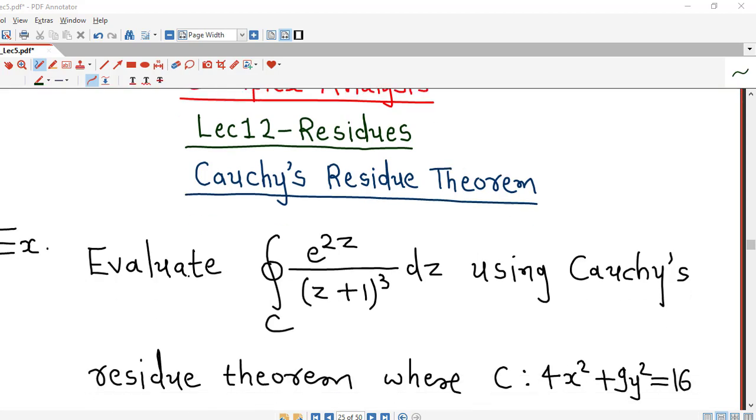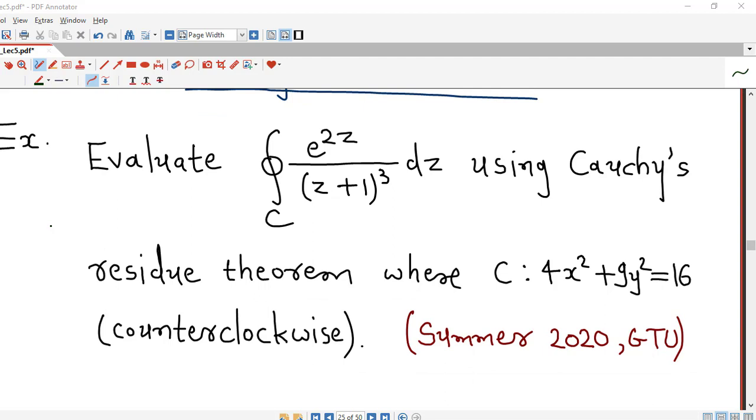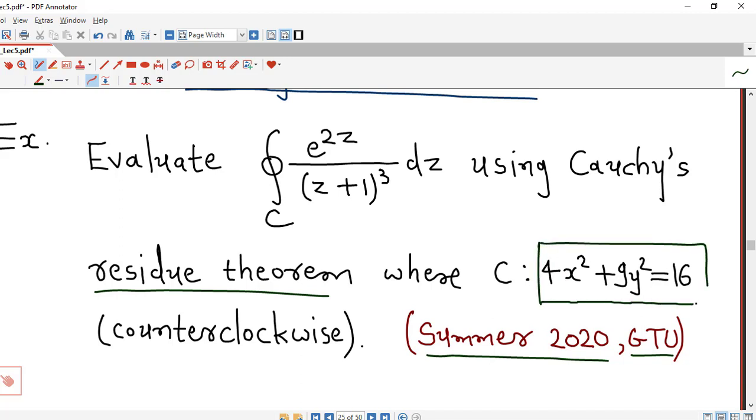In this lecture we will discuss one example on Cauchy's residue theorem which was asked in summer 2020 exam of Gujarat Technological University. So let's try to solve this problem. We are asked to evaluate this complex integral e raised to 2z over (z plus 1) cube using Cauchy's residue theorem, where this C is the ellipse represented by the equation 4x square plus 9y square equal to 16, and it is taken in counterclockwise direction.